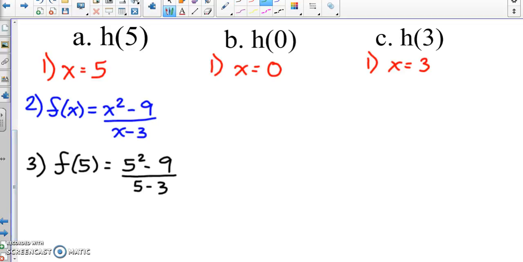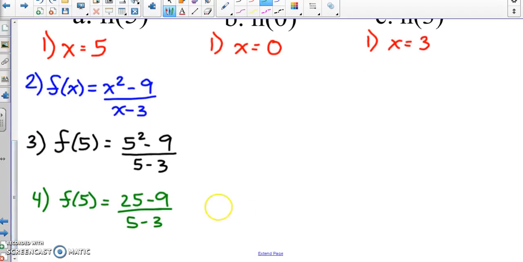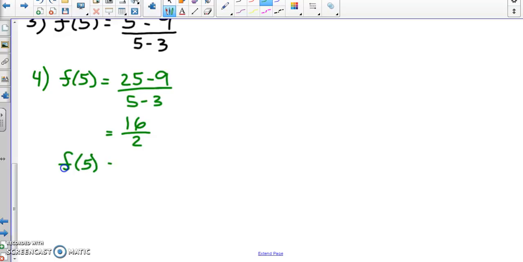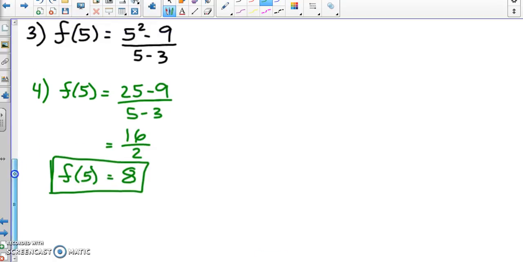So we substitute it in, and the last step is to go ahead and work it out. We know 5 squared is 25 minus 9, and we have 5 minus 3 here. So 25 minus 9 is 16, and 5 minus 3 is 2. The last part is 16 divided by 2 is 8. And that's our answer. Yay! f of 5 equals 8.